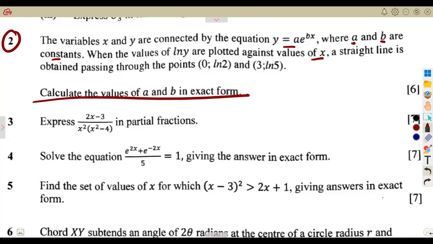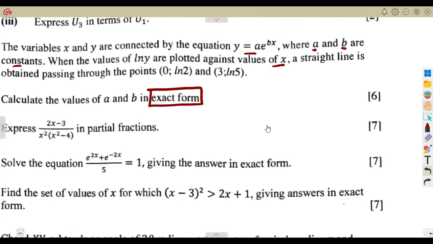Calculate the values of a and b in exact form. Whatever you're supposed to do is supposed to be in exact form. Okay, there are two things to consider here. We have the variables x and y that are related by this equation, y is equal to a e to the exponent of bx.